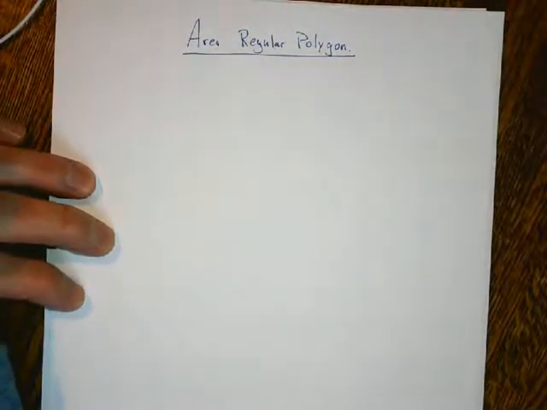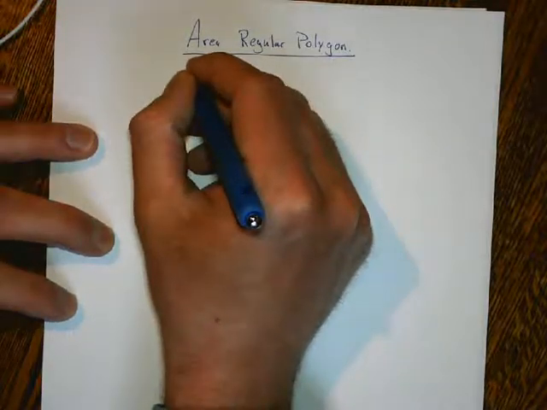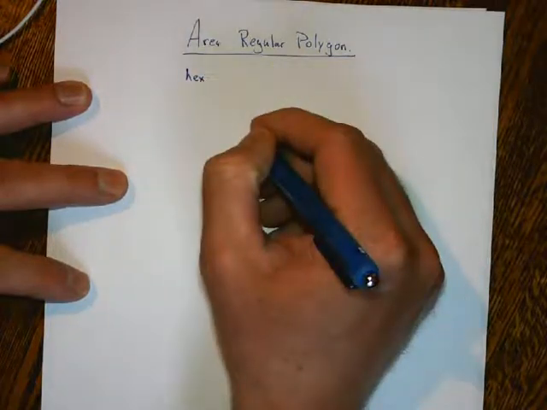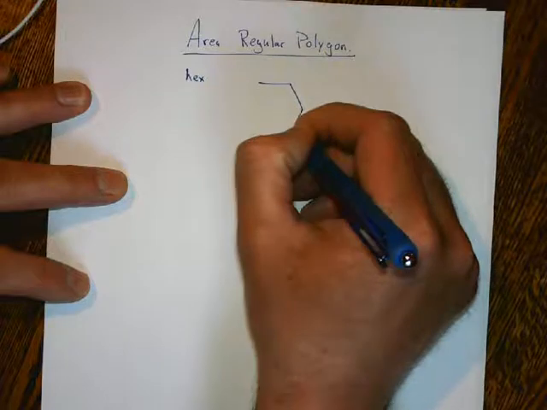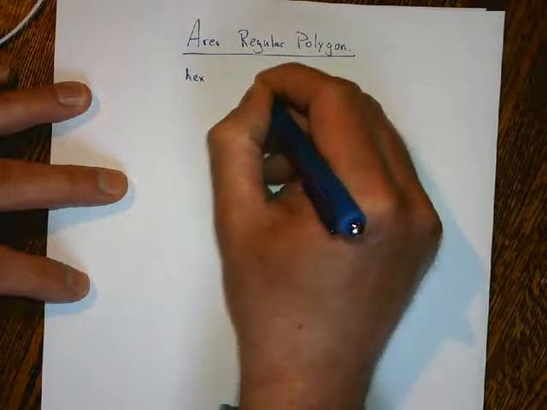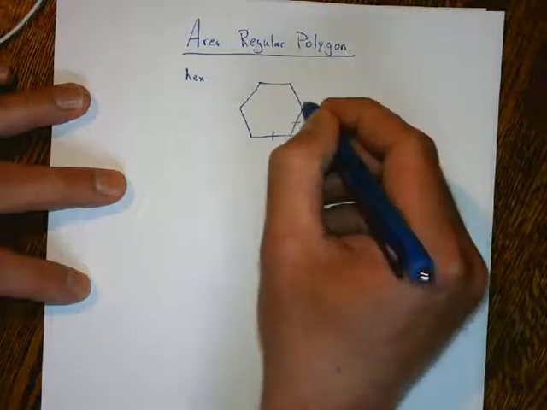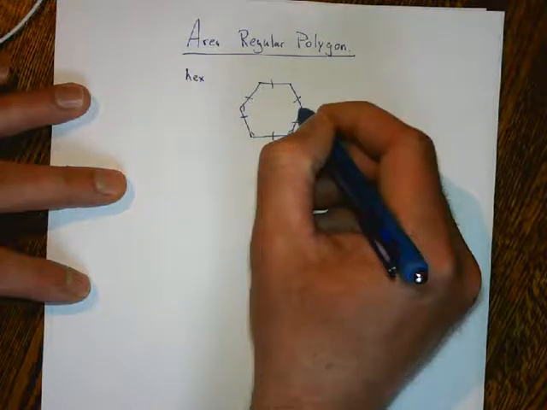So one of the things that we're going to look at here is that I'm going to say that we have, for example, a hexagon. So when we have a hexagon, and you'll have to forgive me here, my drawing isn't all that great. If it's a regular polygon, a hexagon has 6 sides. And we know that all 6 of those sides are the same. We also know that all of their angles are the same as well.